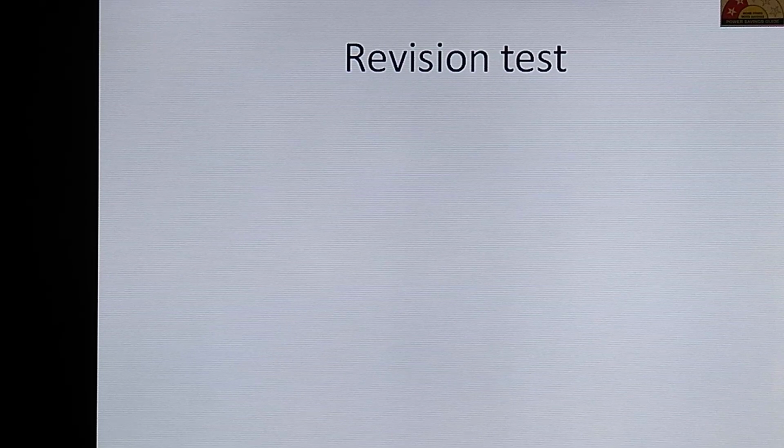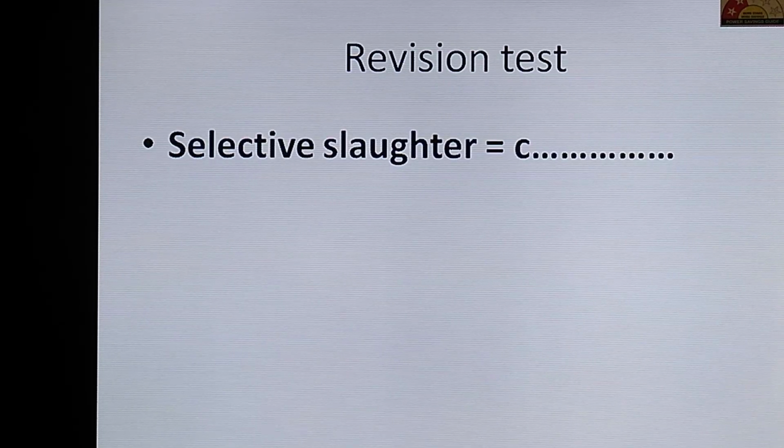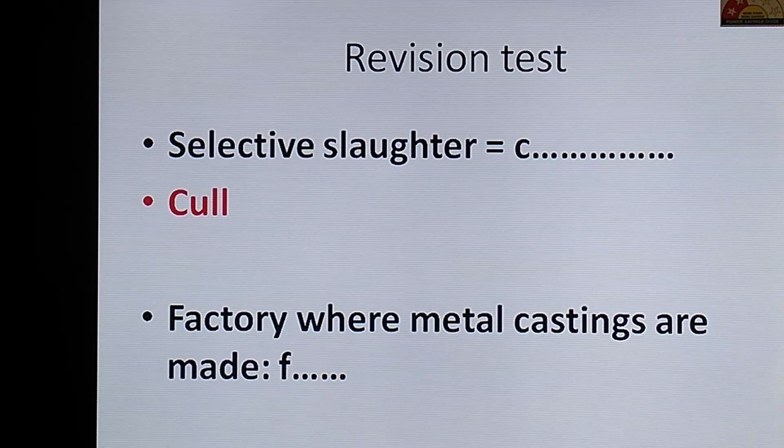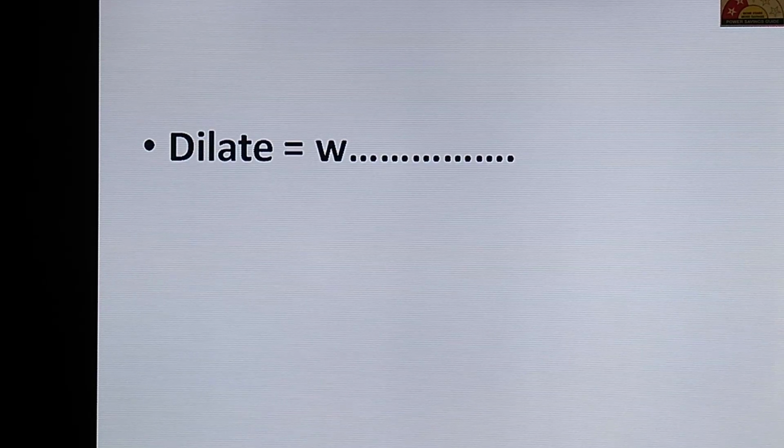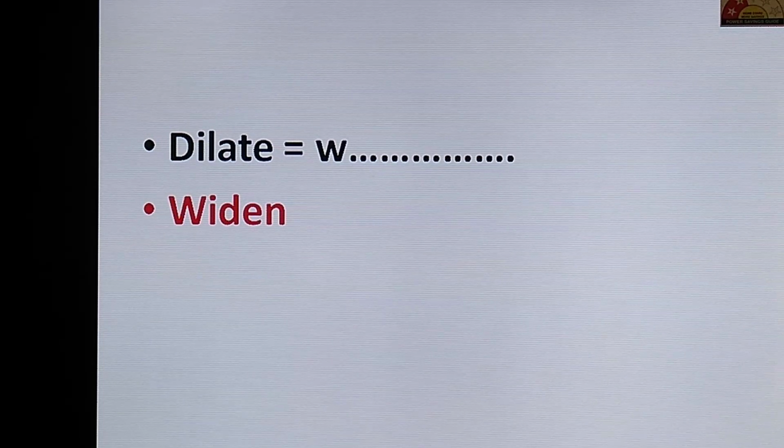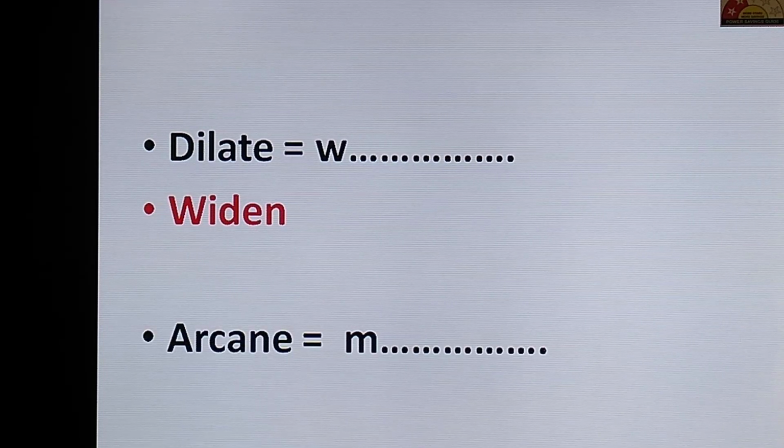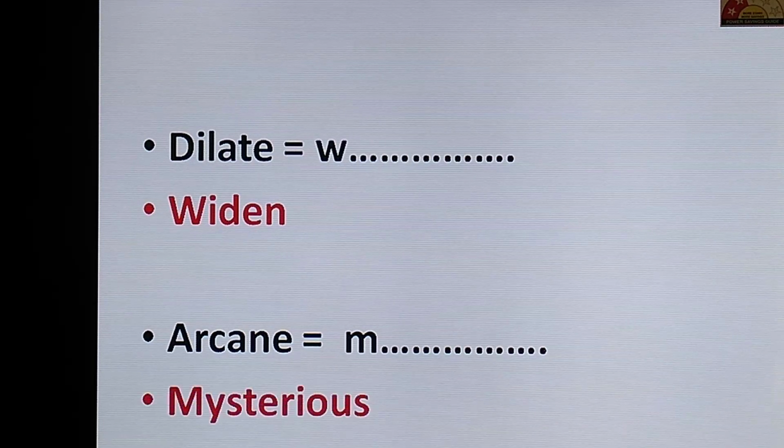Now, let's do a small revision. Selective slaughter. What's one word for selective slaughter? During bird flu, you do selective slaughter. The answer is cull. Next, factory where metal castings are made. Begins with F. It's foundry. Dilate. The meaning of dilate is widen or expand. Next, arcane means, begins with M, mysterious.